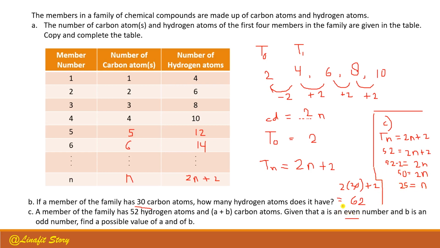And don't forget, A is an even number while B is the odd number. So, a possible value of A and B is 12 and 13. A is equal to 12. B is equal to 13.